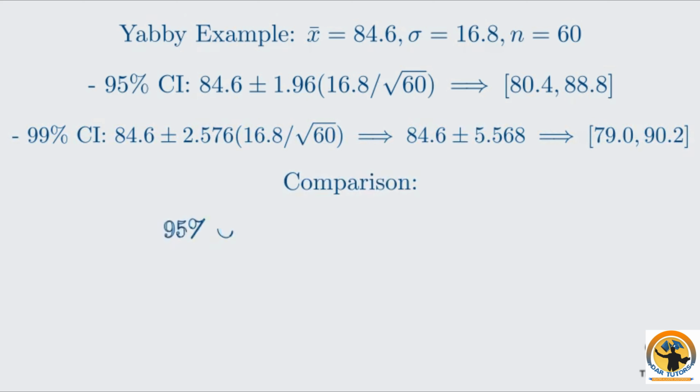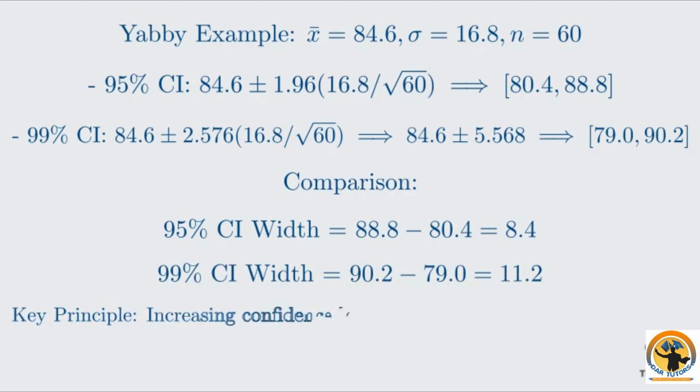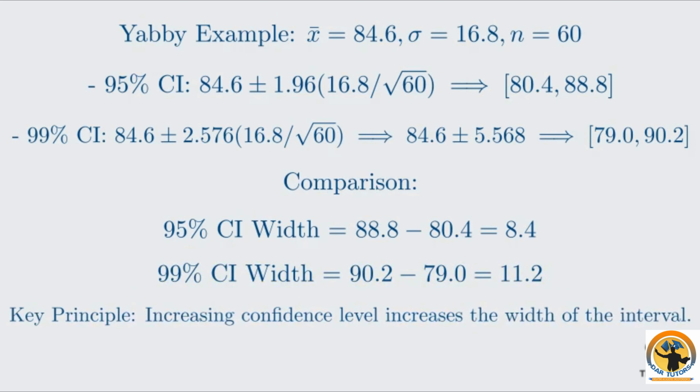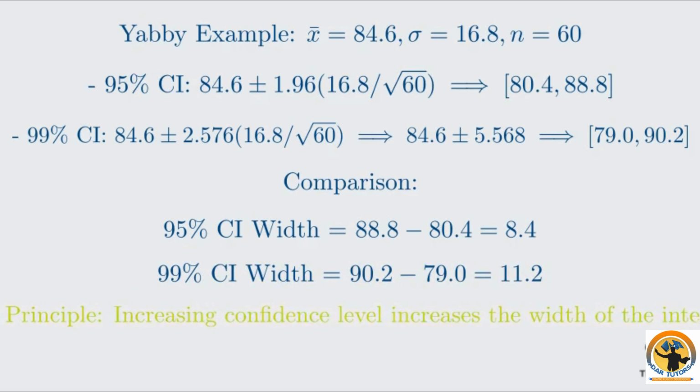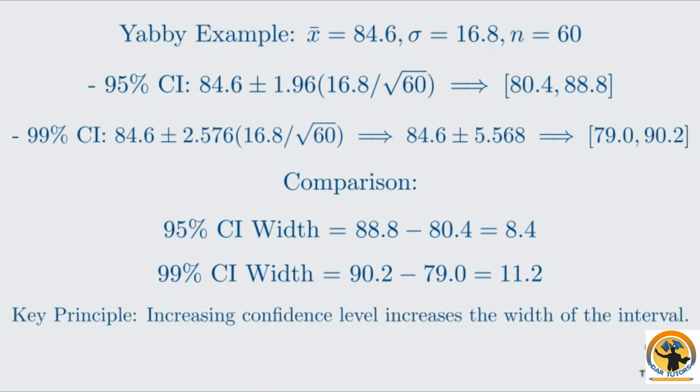Compare the 95% interval, 80.4 to 88.8, with the 99% interval, 79.0 to 90.2. The 99% interval is wider. This demonstrates a crucial principle. To be more confident that our interval contains the true mean, we must construct a wider interval. There's a trade-off between confidence and precision.